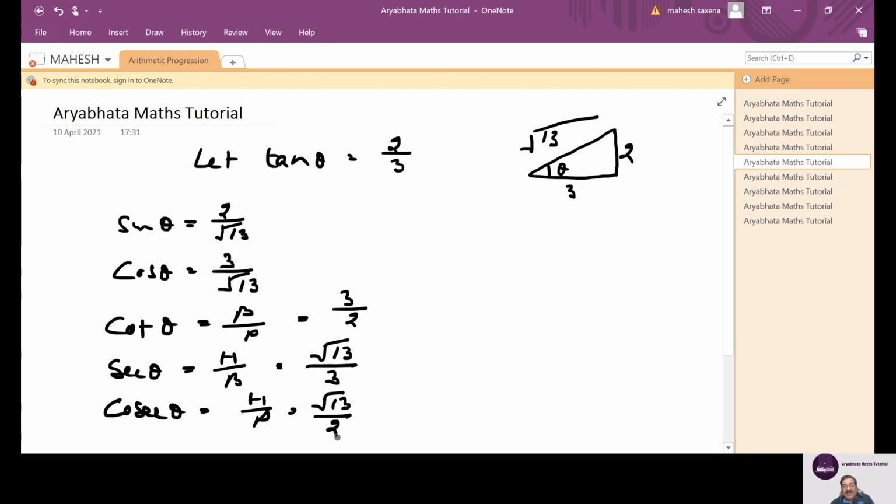Therefore, in this session, you have learned how to find the trigonometric ratios of an angle if the angle lies in the first quadrant. In the next session, I will let you know how to find the trigonometric ratios of an angle if the angle lies in the second quadrant, third quadrant, and in the fourth quadrant.